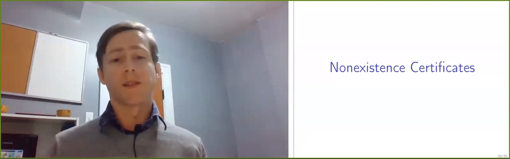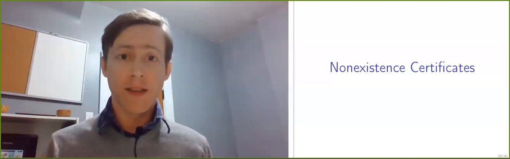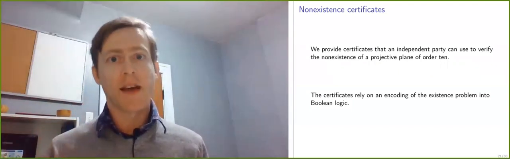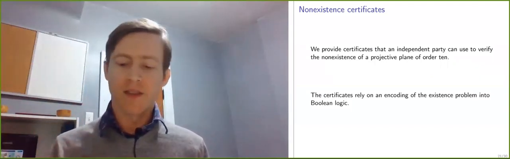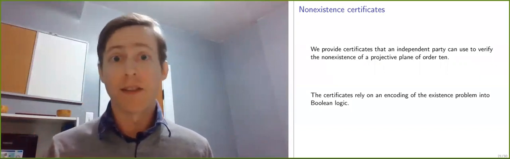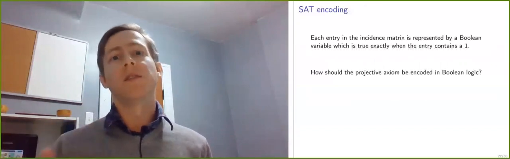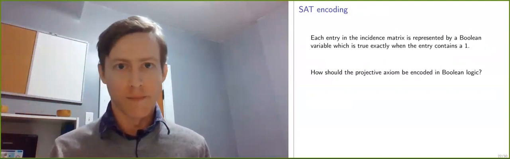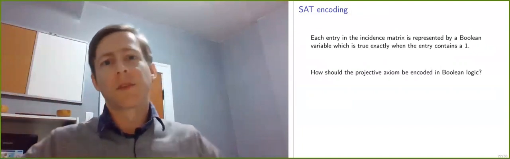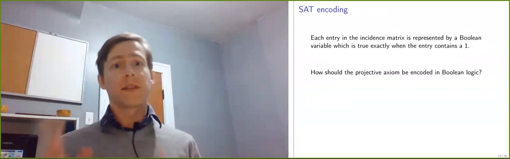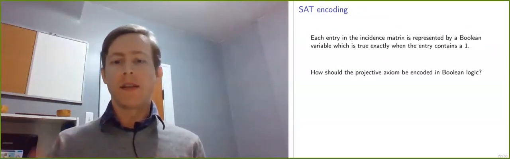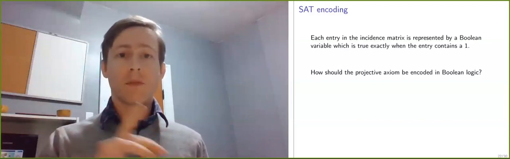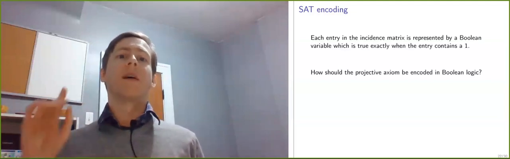This brings us to nonexistence certificates, because if you can generate certificates like this, you don't have to trust any search. The catch is you have to be able to use a SAT solver to do this, right? As I mentioned, SAT solvers can generate these certificates, but they rely on some encoding into Boolean logic. Boolean logic is very primitive. Every variable has to be either 0 or 1. This is actually nice from an incidence matrix perspective, because incidence matrices have exactly 2 values, 0 and 1, for every entry, right? So we let the 1s be represented by trues and the 0s be represented by falses.